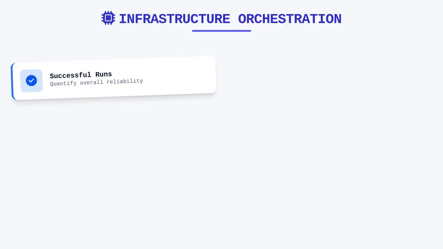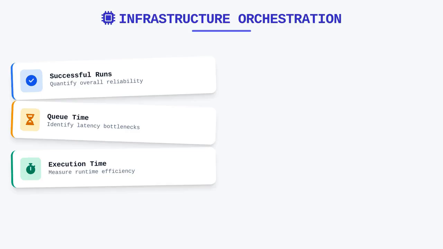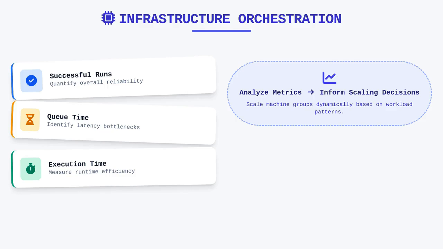Effective orchestration of these flows requires a deep understanding of your infrastructure capacity. You should track the number of successful runs, the time spent in the queue, and the total execution time for your automated tasks. By analyzing these metrics, you can identify patterns in your workload that inform decisions on when to scale your machine groups up or down.